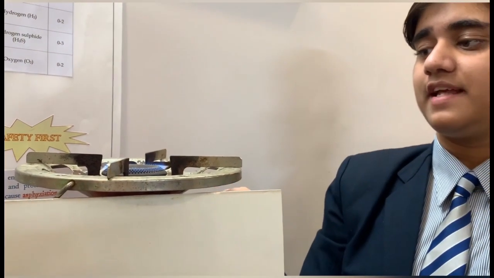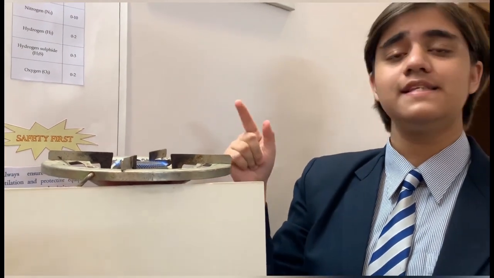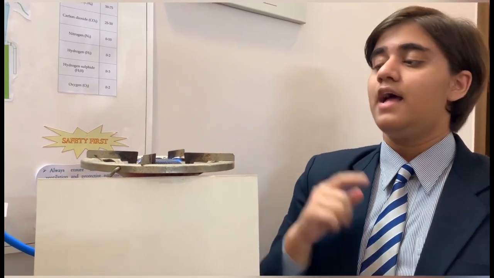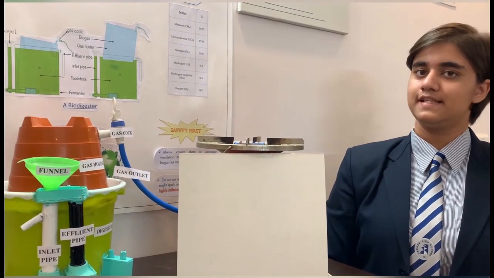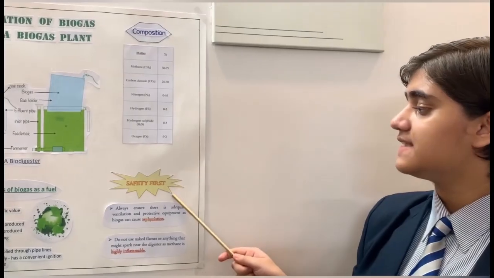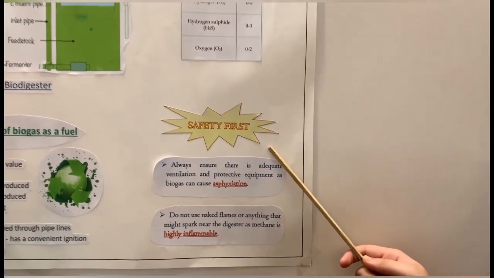The color of the flame is blue because it is produced from methane and it is a non-luminous flame produced by complete combustion of the gas. Hence, it has a lot more energy than a luminous flame and is much hotter, so it is more effective also. Here are some of the safety precautions that must be followed.